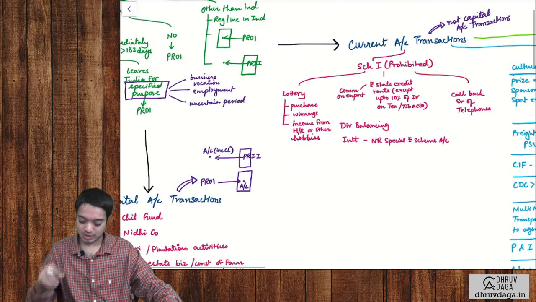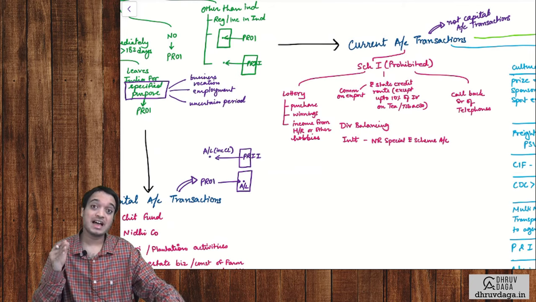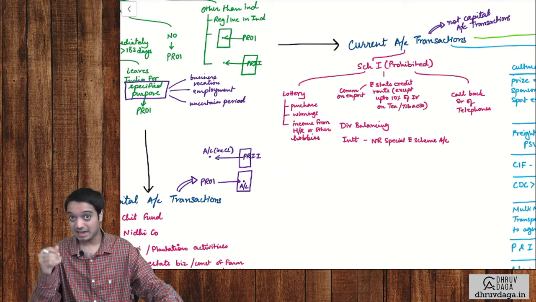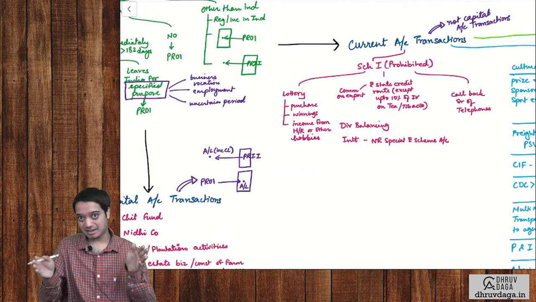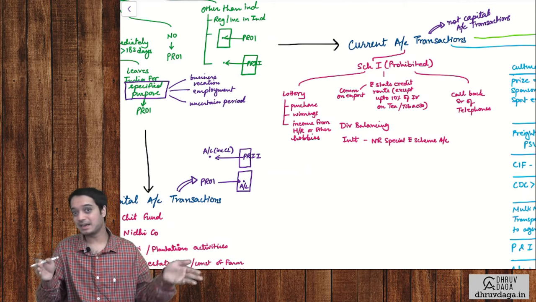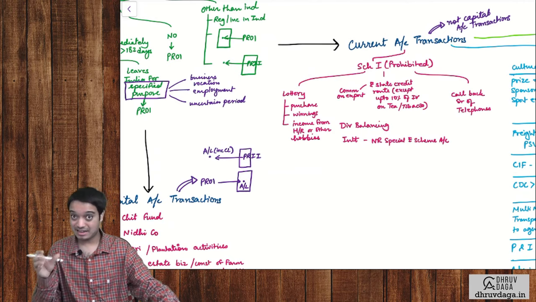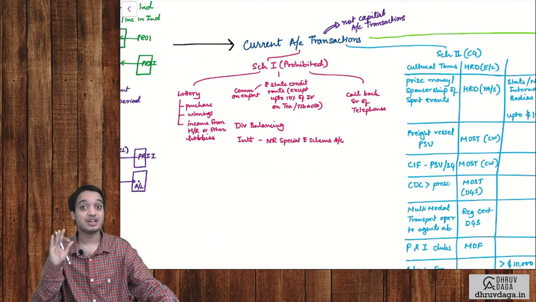Capital account transactions, jo hai, they are defined as transactions which alter the position of assets and liabilities, including contingent liabilities, outside India of a person resident in India, or which alter the assets and liabilities in India of a person resident outside India. Matlab ya to bahar ke andar ka hota hai ya andar ke logo ke bahar ke assets liabilities affect hote hain, then they are capital account transactions. So current account transactions pe let's come back. Current account transactions can be divided into three schedules.